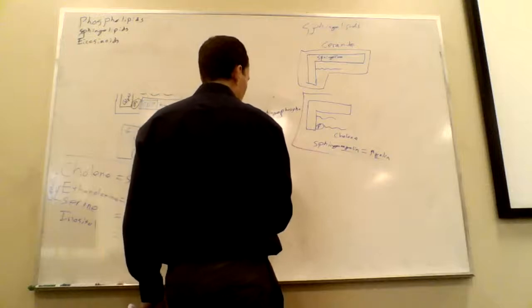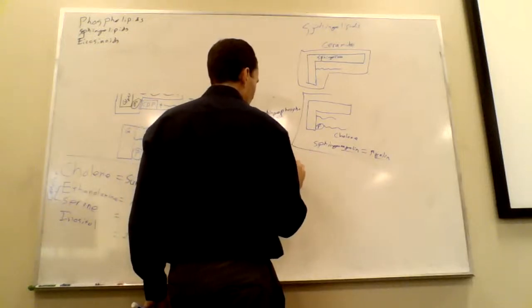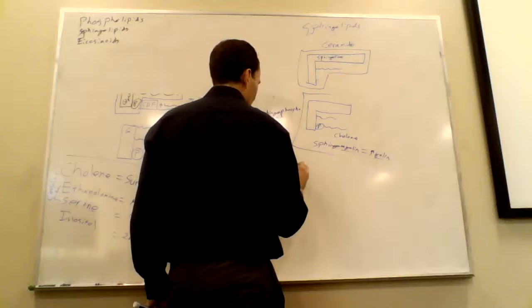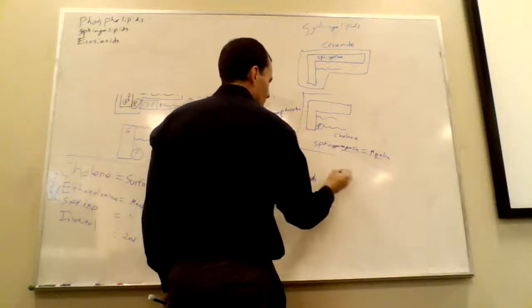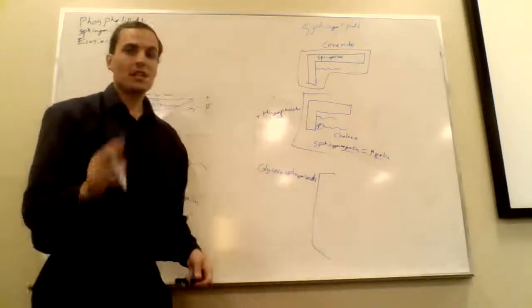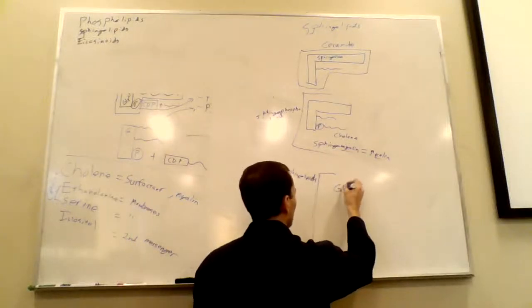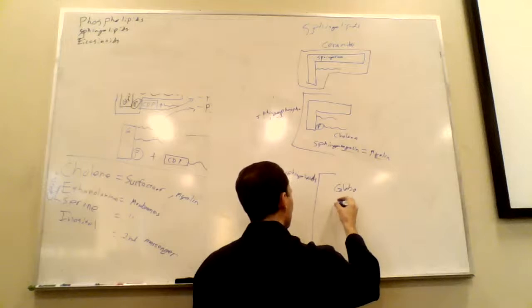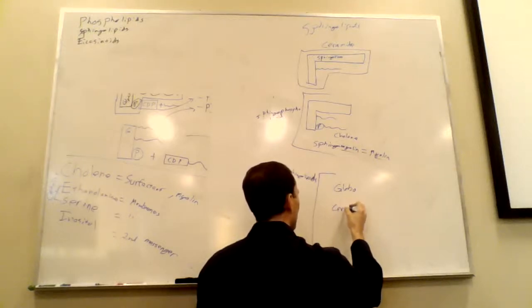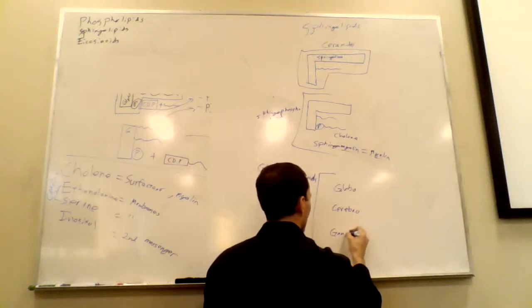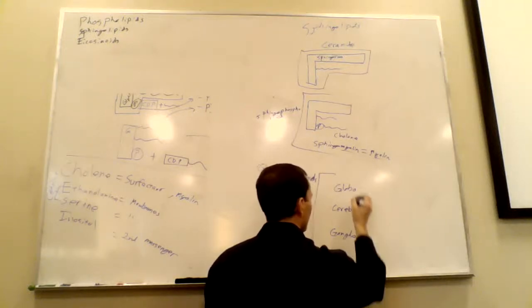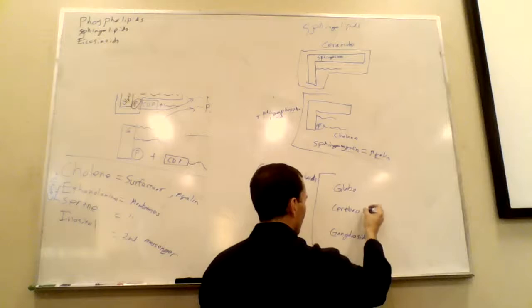Now let's talk about glycerosphingolipids. There are three that we care about, three classes, three families. And they are called globo, cerebro, and gangliosides. So globoside, cerebroside, ganglioside.